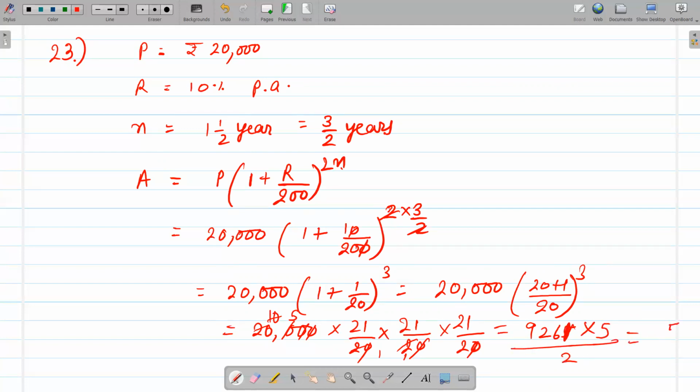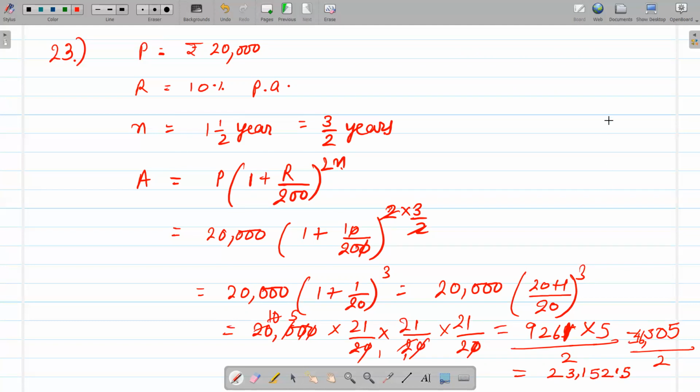तो कितना आ जाएगा आपके पास? 9 5s are 45, 45 plus 1, 46,305 upon 2. So 2 2s are 4, 2 3s are 6, 2 1s are 2, 2 5s are 10, 2 2s are 4, and again 2 5s are 10. So 23,152.5 will be the amount.